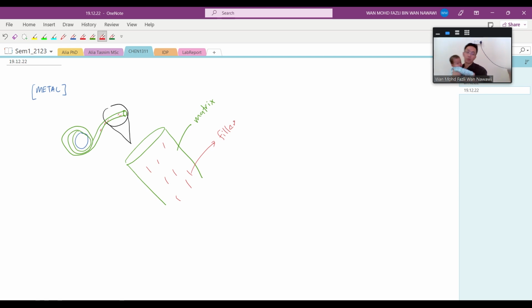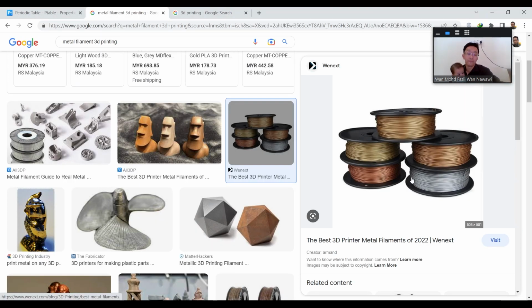In this case, when you want to make a metal filament, they call it metal filament. I put it in brackets here because it's not pure metal. It's basically plastic plus the metal. So the matrix here is basically the plastic, the polymer, and the filler here is a metal. So when you see 3D printing filament with metal, they call it metal filament.